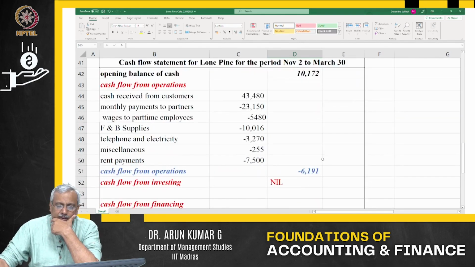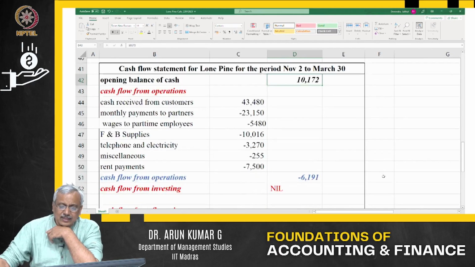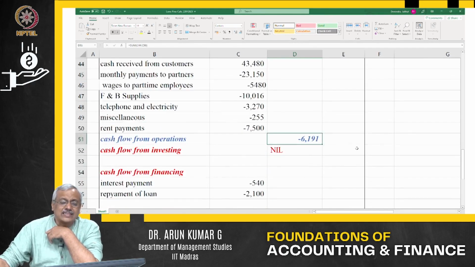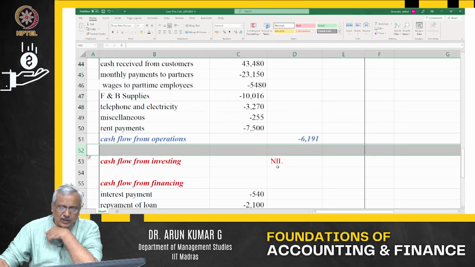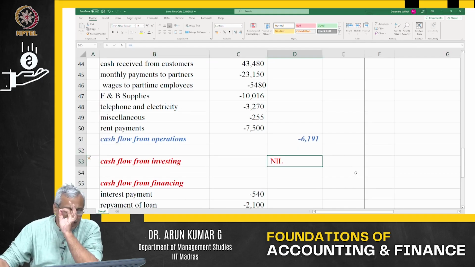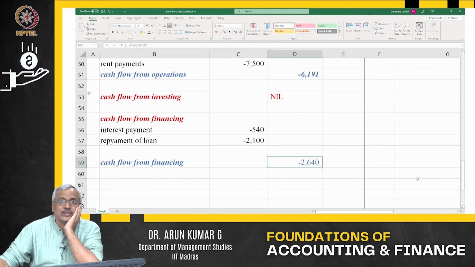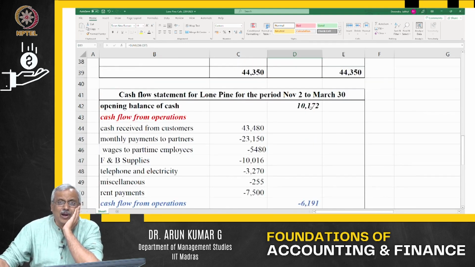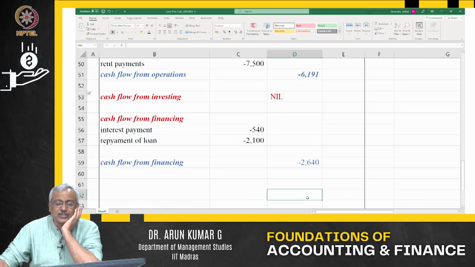So what happened? You started with $10,172 cash. Your operations have generated a negative cash of 6,191. Your investing has not generated even a dollar of cash, either positive or negative, and your financing activity has generated a negative cash flow of 2,600. So I began my operations with this, and this is what is generated. The sum of all these should give me the cash balance at the end of the period.